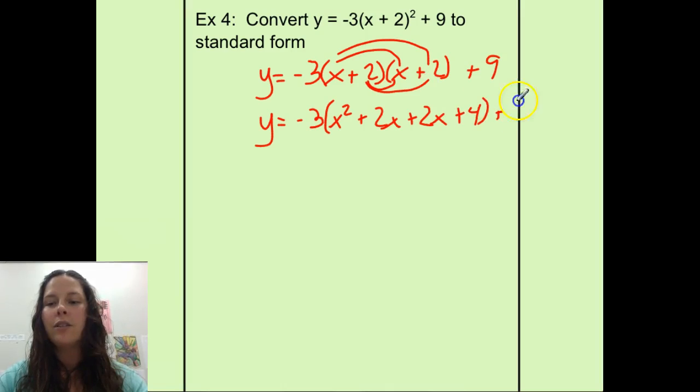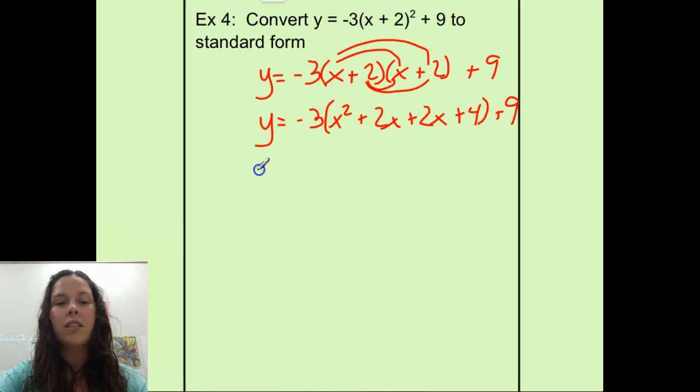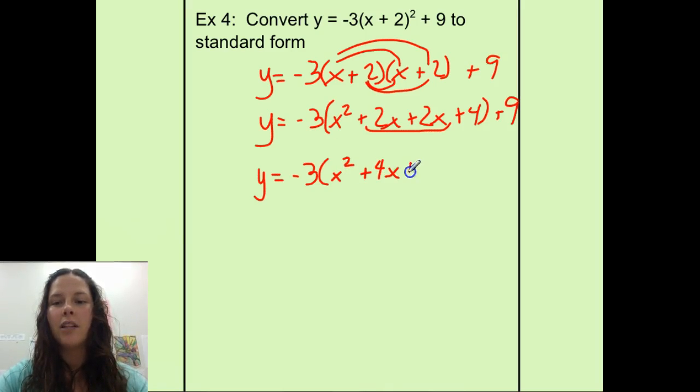I am not going to combine the 4 and the 9 right away on this one like I did on the last one because I've got that multiplication by negative 3. Next, I'm going to combine my like terms inside the parentheses. So we have our x squared. 2x plus 2x is 4x plus 4. That 9 stays on the outside of the parentheses. Order of operations, we have to multiply by that negative 3 before we combine our 9.